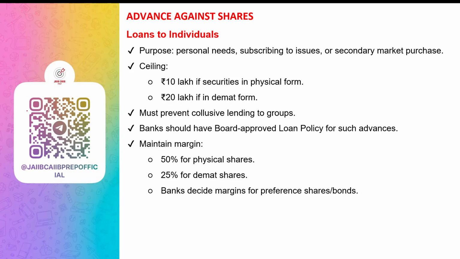There are ceilings to the loans. If securities are held in physical form, a maximum of 10 lakh rupees can be granted as an advance to the individual, and 20 lakh rupees can be granted if securities are in dematerialized form. So, if they are in demat form, a maximum of 20 lakh rupees per individual can be granted, and this ceiling ensures that the risk exposure for the bank remains controlled.